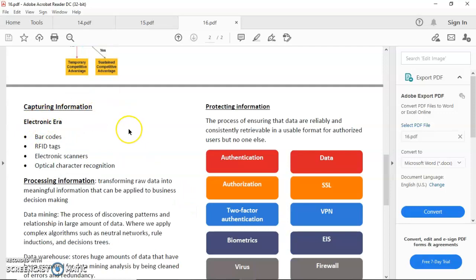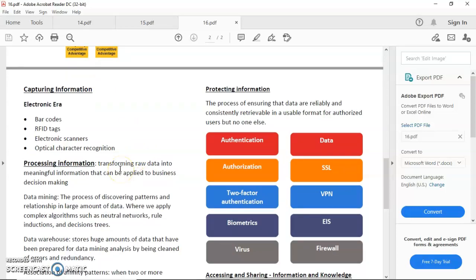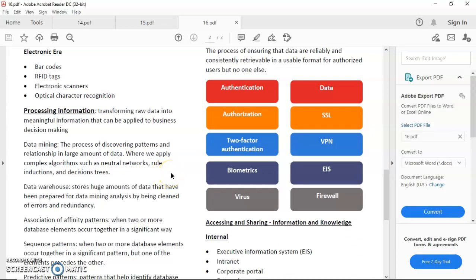After, when capturing data, there's the electronic era, where there's the barcodes, RFID tags, electronic scanners, optical character recognition. And after we process the information, we transform raw data into meaningful information that can be applied to business decision making. So companies can use data mining, so the process of discovering a pattern and relationship in large amounts of data, where we apply complex algorithms such as a neural network, rule induction, and decision trees.